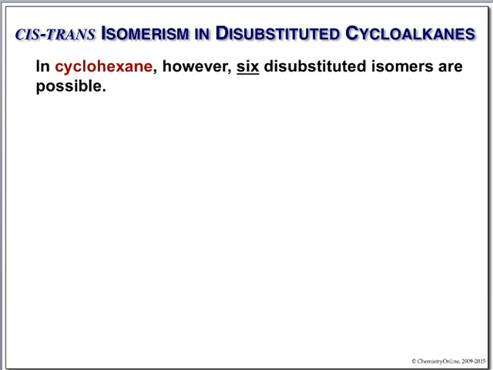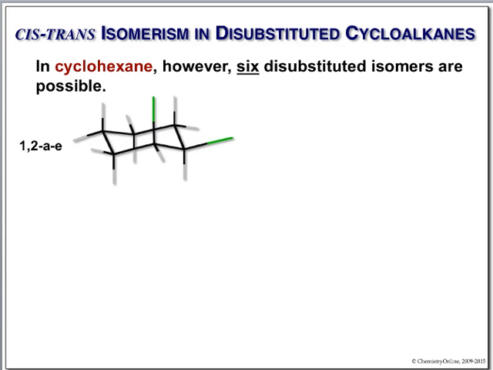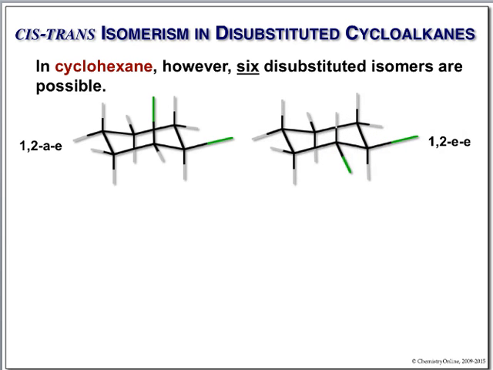Finally, cyclohexane. We're going to see we have 6 possible isomers. These are going to be axial and equatorial versions. Let's start off with this one. We have a chlorine that is axial. Next door to it, we have a chlorine that is equatorial. Right? We could have this one, again, they're 1,2, and this is equatorial, and this is equatorial. This is clearly cis. So this is trans, and these are cis.